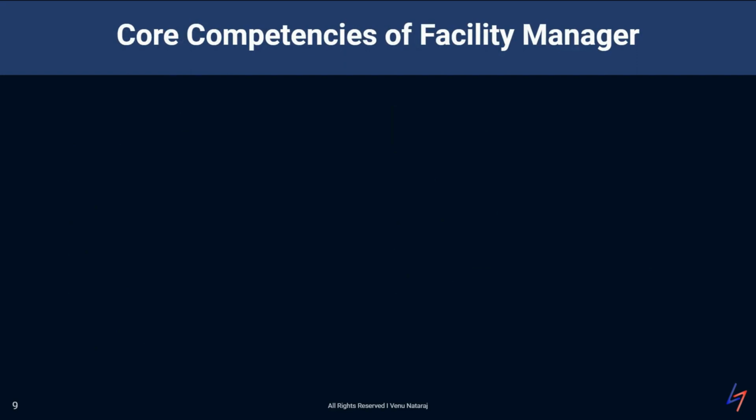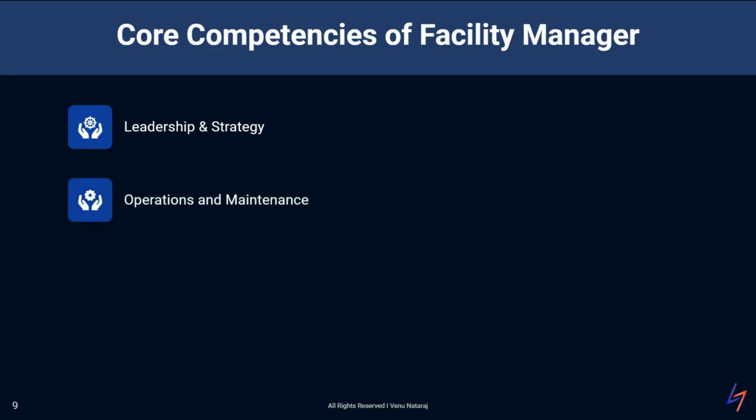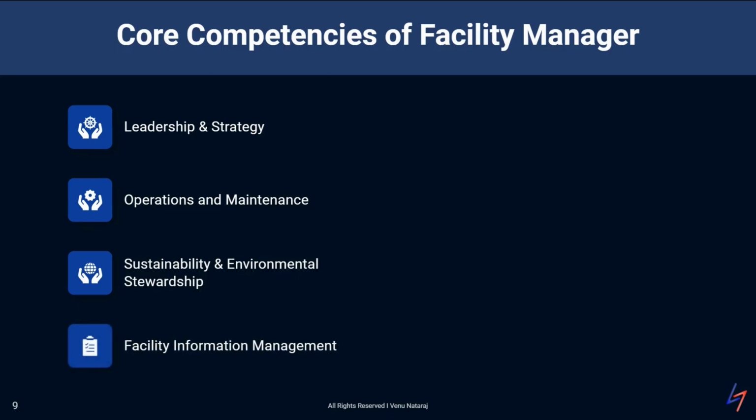Now let's try to understand the core competencies essential for a facility manager to succeed. These include, but are not limited to, leadership and strategy, the ability to lead teams and align facility management strategies with the overall business goals; operations and maintenance, knowledge of maintaining systems and ensuring operational efficiency; sustainability and environmental stewardship, commitment to reducing environmental impact through sustainable practices; facility information management, using technology and data to manage facilities effectively; risk management, identifying and mitigating risks to ensure the safety and security of the facility and the people using the facility.